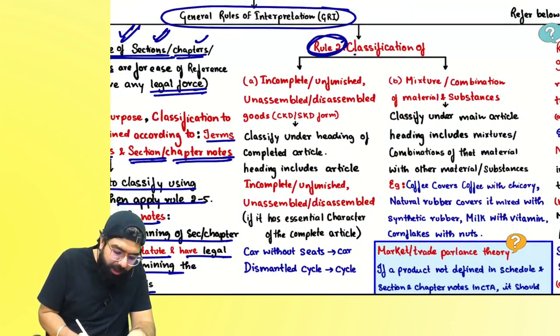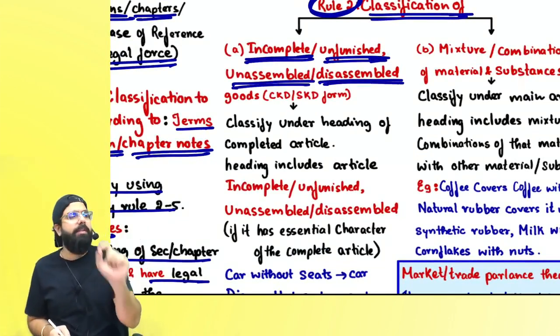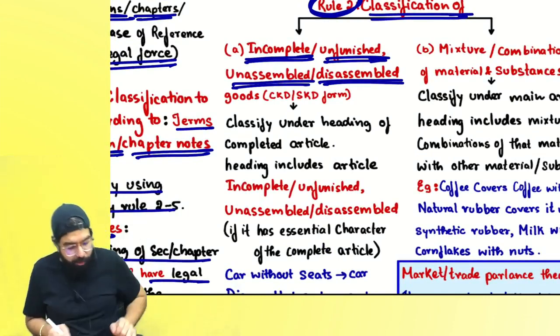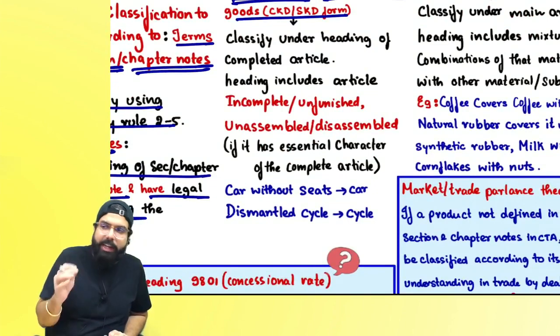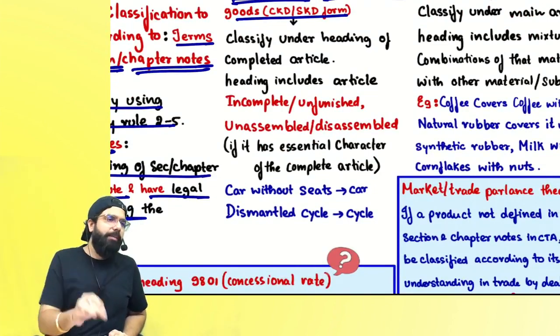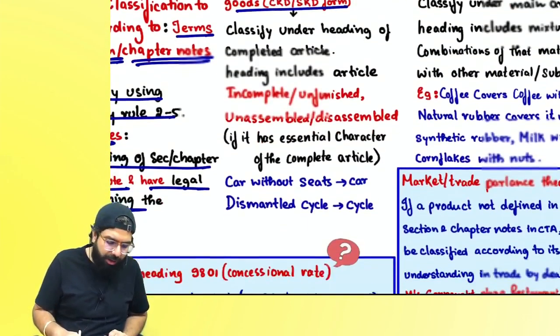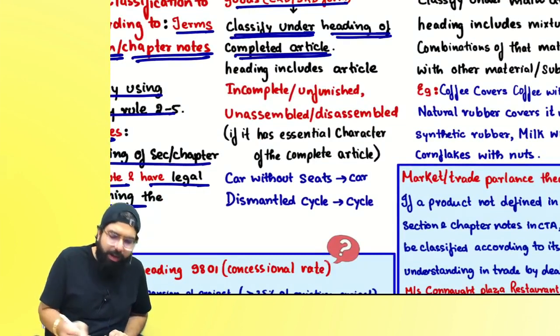Rule number 2 says classification of incomplete, unfinished, unassembled or disassembled goods. If there are incomplete, unfinished, unassembled or disassembled goods which are in CKD or SKD form, that is, in complete knockdown or semi knockdown condition, then please go ahead and classify them under the heading of the complete article.